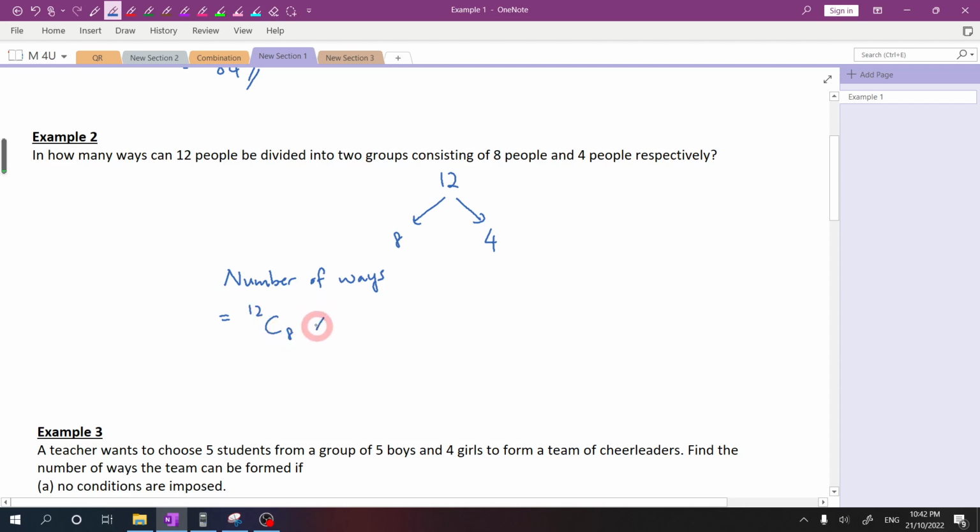12C8. Okay, the second part you need to be more careful. In total we have 12 people. After choosing 8 people from them, we only have 4 people left. So this is not 12, but 4. 12 minus 8, you will get 4. After choosing 8 people, only 4 people are left. We want to choose these 4 people to form the other group which consists of 4 people. Okay, now just press your calculator. 12C8 is equal to 495. 4C4 is equal to 1. So the answer will be 495.